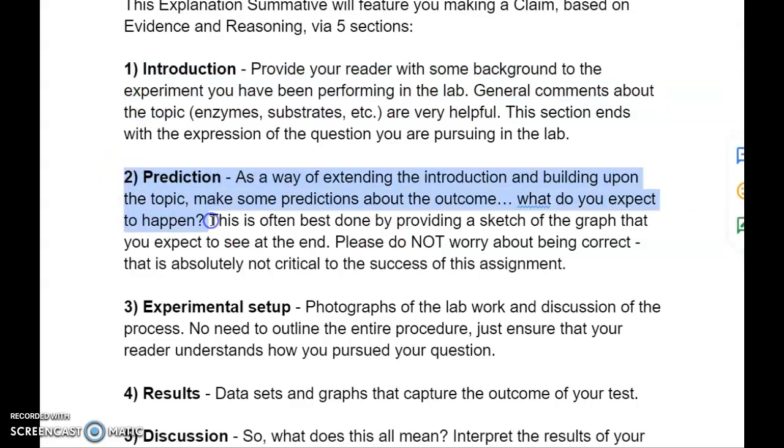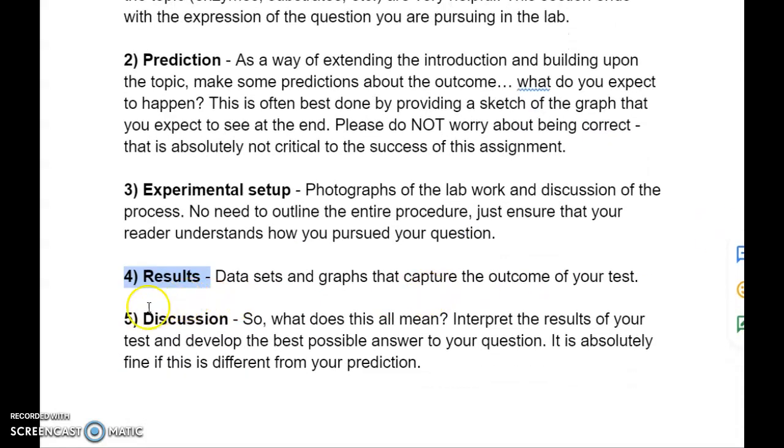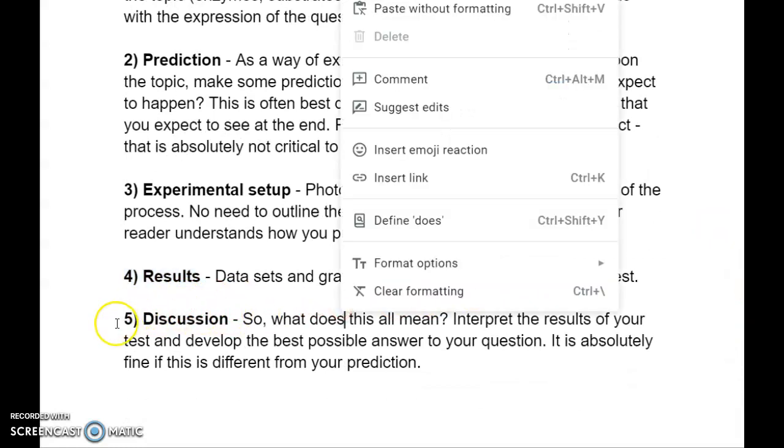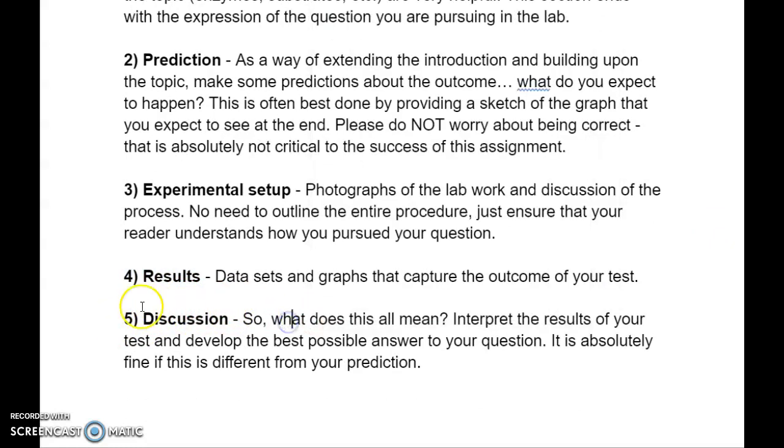Before the lab happened, we had some expectations about how it was going to play out, and I'll show you more about that in a second. But we generally expected that if there was more acid, there would be more denaturing of enzymes, and it would take a longer and longer time for the reaction to play out. Then there's an experimental setup, so describing how you actually did the lab, results, and then at the back end discussion, so what does all this mean, right? So what does all this mean is what's happening here.